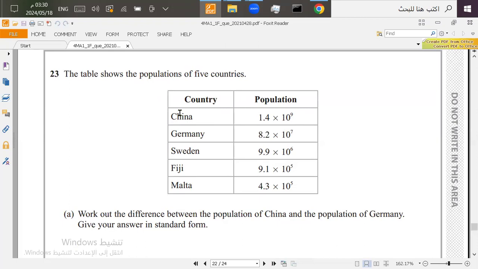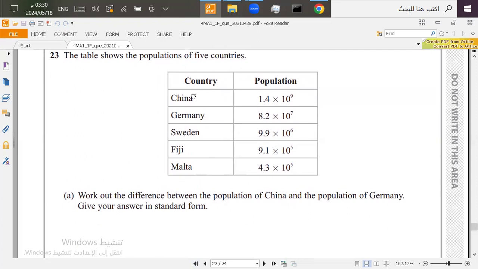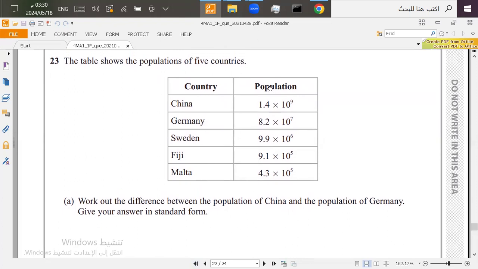So China and Germany. We notice that China is 10.9, which is bigger, and we have Germany here. And we need the answer in standard form. It means we have to write it in standard form. You can put the whole thing in the calculator and then turn the answer into standard, or you can follow certain rules of turning the powers and making them standard. Both ideas are the same. It's not a big deal. Just make sure that you write the numbers that you took like this.